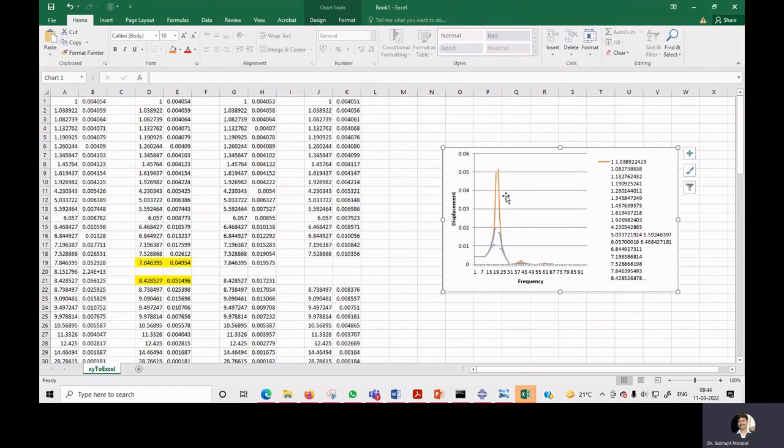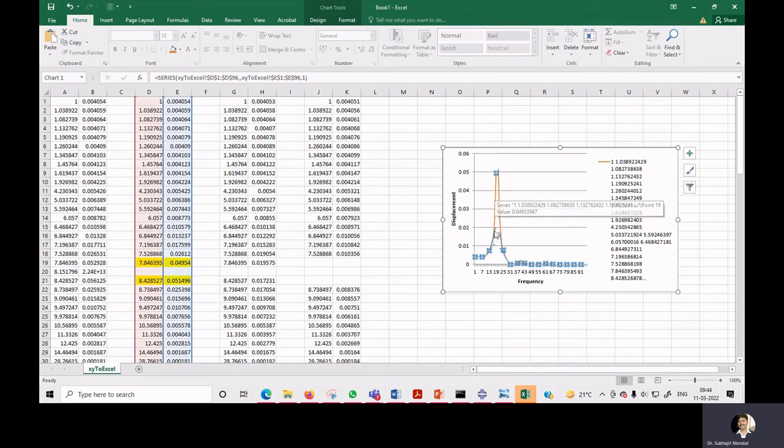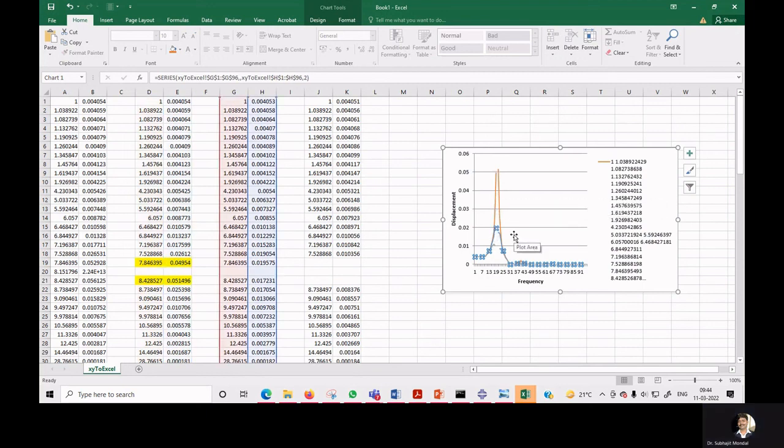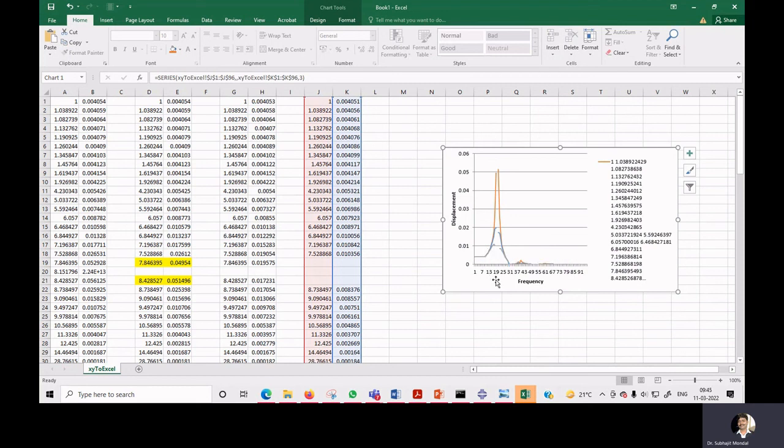Here you can see this data is corresponding to our damping factor of 0.01, next we have data corresponding to damping factor 0.05, and the third one is corresponding to damping factor 0.1. Now here you can see how our damping is affecting our steady state response. The magnitude is coming in the range of 0.06, but if you have undamped systems, our displacement at the natural frequency is quite high.